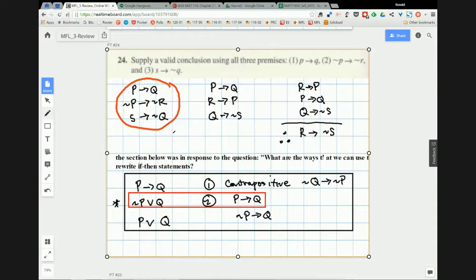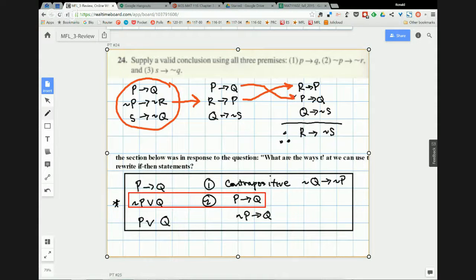Well, these are all if-thens, and we got to get them to chain. They don't chain. So we got to do something different. So what I did is I took this second one, and I wrote it, I did the contrapositive. Right. And that gave me if R then P. Oh, so I could stick that up on top. See how I put that up on top then?